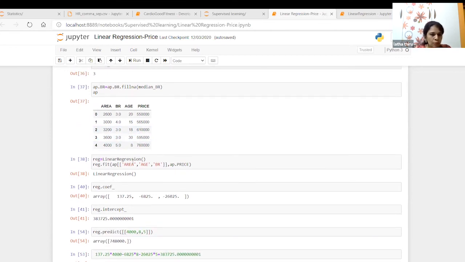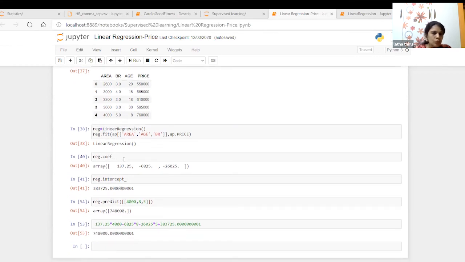Now the steps are the same. Reg equal to LinearRegression, and then I fit it, with the x-axis and this being the y-axis, and then I get the coefficients. In this case we will get 3 coefficients, because there are 3 variables. I also get the intercept. And if I want to predict a value, I can do it this way. It is a very simple algorithm for simple data, just for understanding. Is this point clear to you? Till now, is it fine?